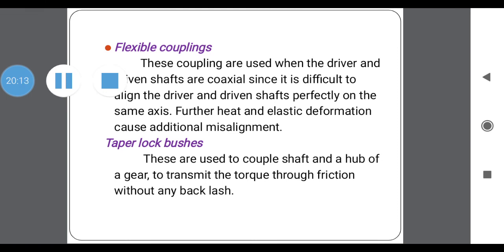These couplings are used to join the driver and the driven shafts. They are mainly used when the driver and driven shaft are coaxial. As I told, couplings are used to hold a number of shafts at one place. In that situation, you use couplings. Further heat and elastic deformation cause additional misalignment, meaning they produce some misalignment problem.